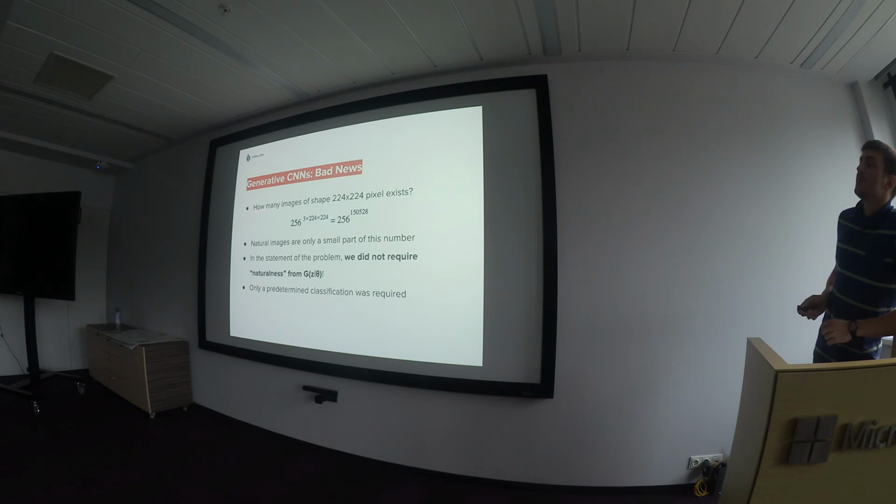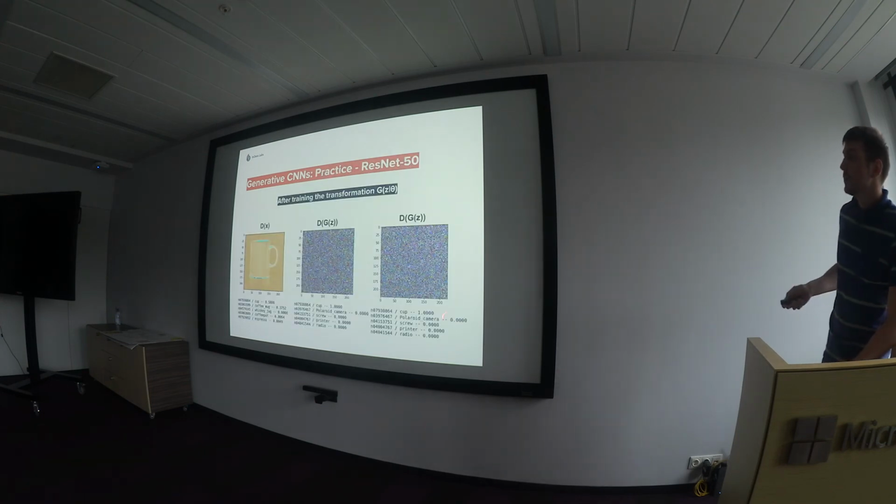Let me answer the question: how many images of such shape exist? It's a very big number, and the problem is that you train your networks only on photorealistic images taken from real life, and in real life we have no such images.